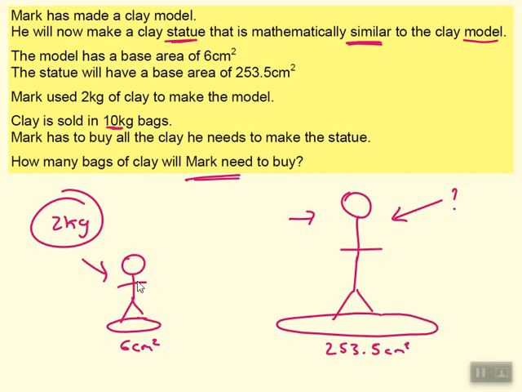Then it says clay is sold in bags of 10 kilograms, so how many bags will he need to make the larger one? Okay, so what I would do first of all is, 2 kilograms is the mass, or the weight, of the clay model. So how much is the weight of the larger one going to be? That's what you need to work out first. And then effectively you just need to divide that by 10 to work out how many bags to buy. Okay, so have a go at that now. Pause the video, have a go.